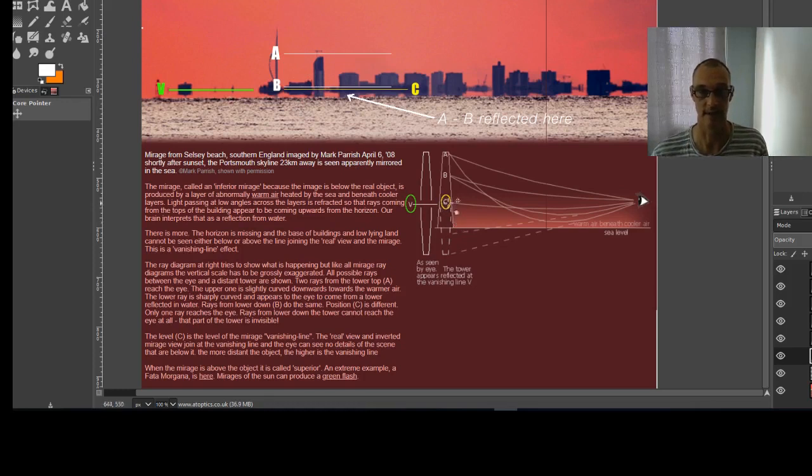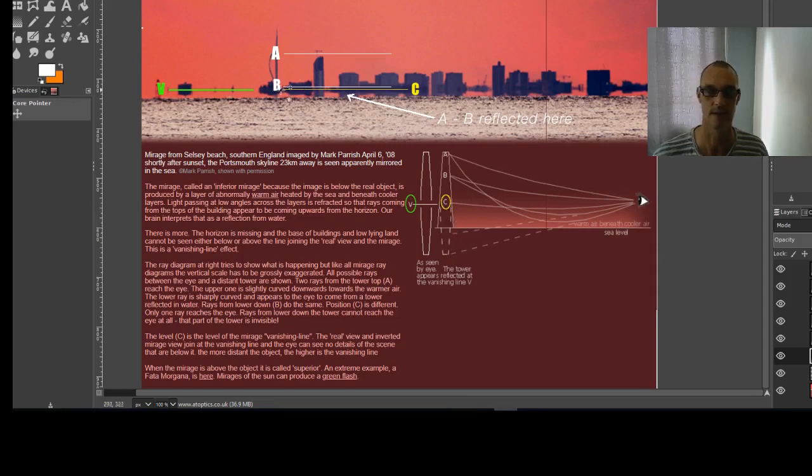And then we have C here, so I've got a line here to represent C, and it says here, position C is different. Only one ray reaches the eye. Rays from lower down the tower cannot reach the eye at all. That part of the tower is invisible. So basically anything that's physically below this line and would normally be visible across this sea level is not visible anymore, because as you can see from the diagram here, the light from A and B comes down and literally blocks off the view that we have of the lower portion.